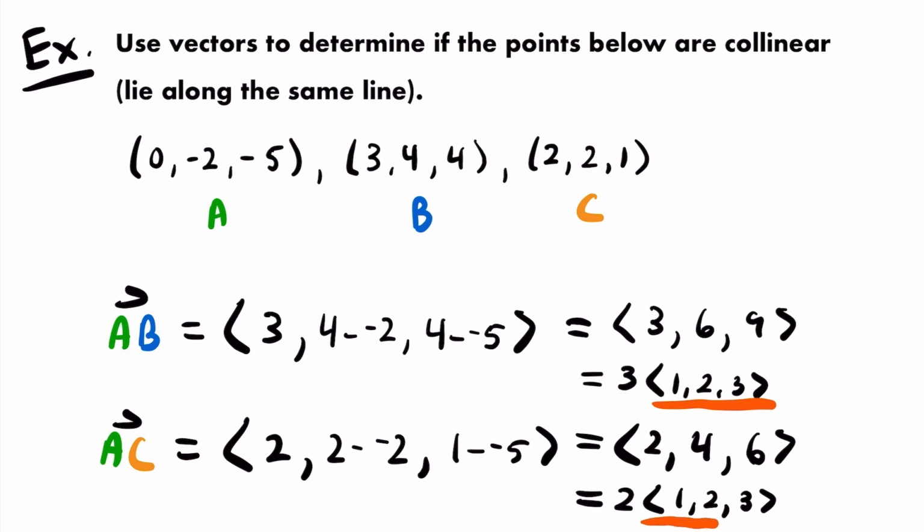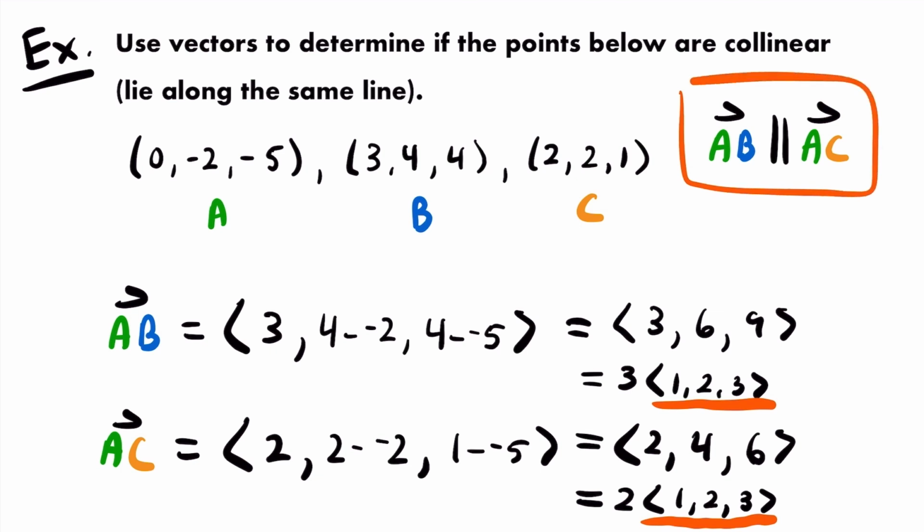These two vectors are the same. They're just being multiplied by different scalar multiples, which means that these vectors are scalar multiples. They have the same direction, and so therefore, they are parallel to each other. All right, so we have shown that vector AB is parallel to vector AC. And because of that, that means that these 3 points are collinear. So we can make the conclusion that the points are collinear.